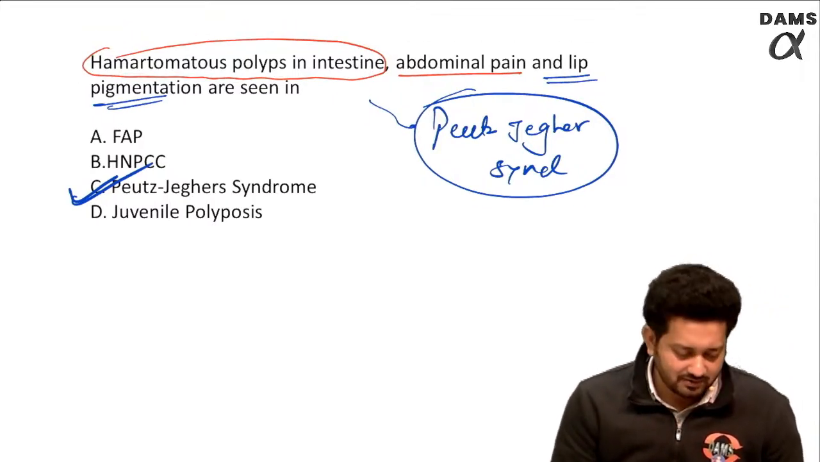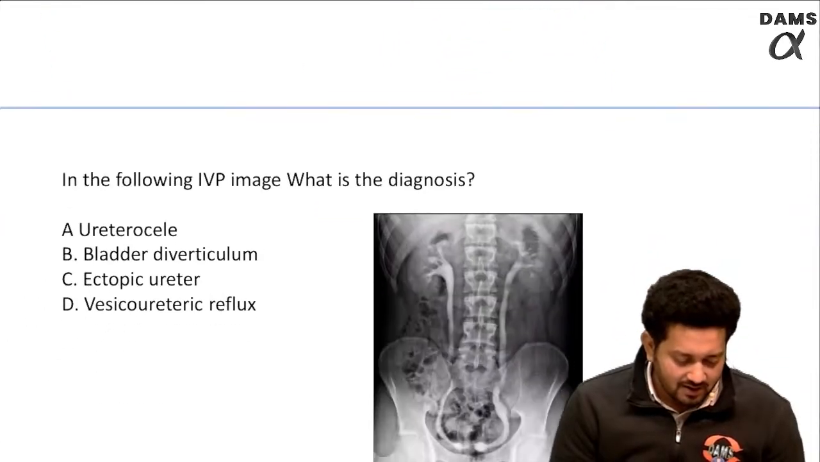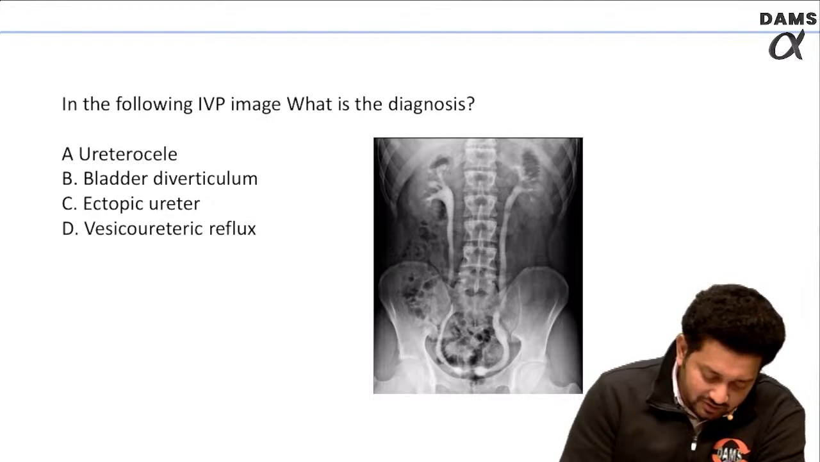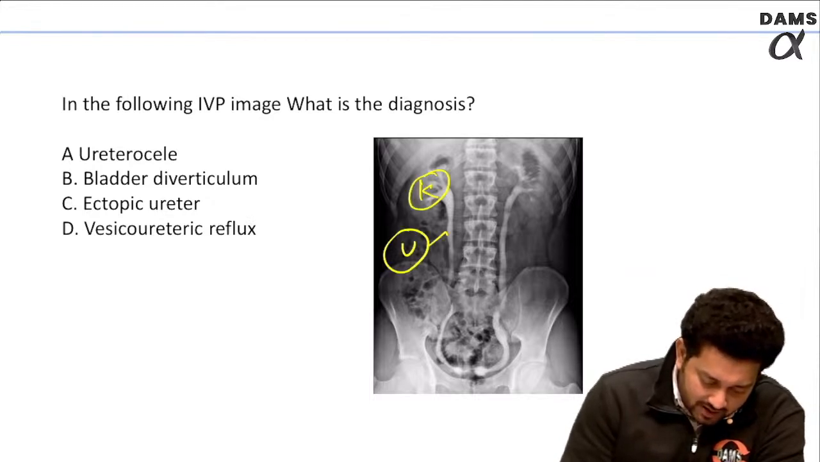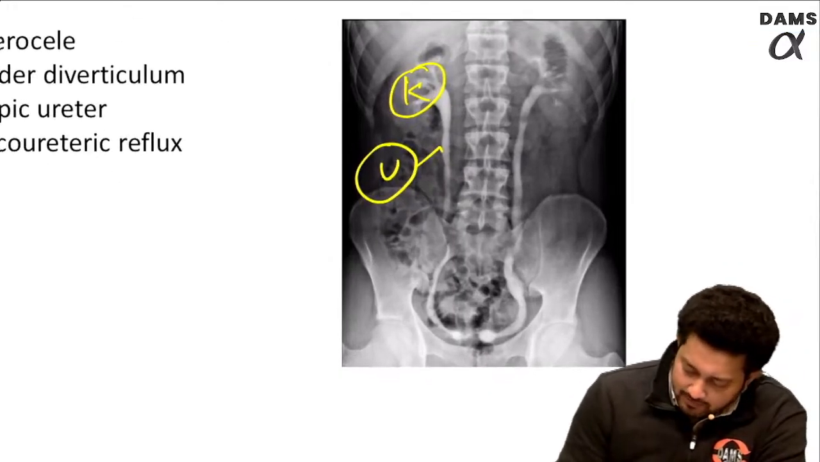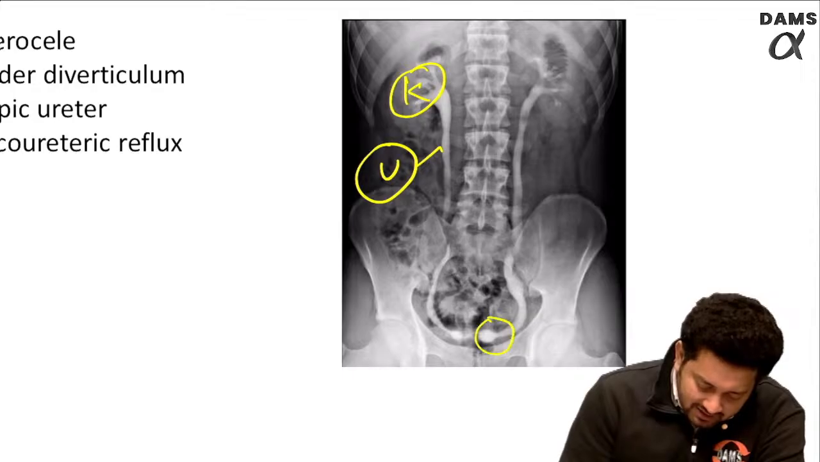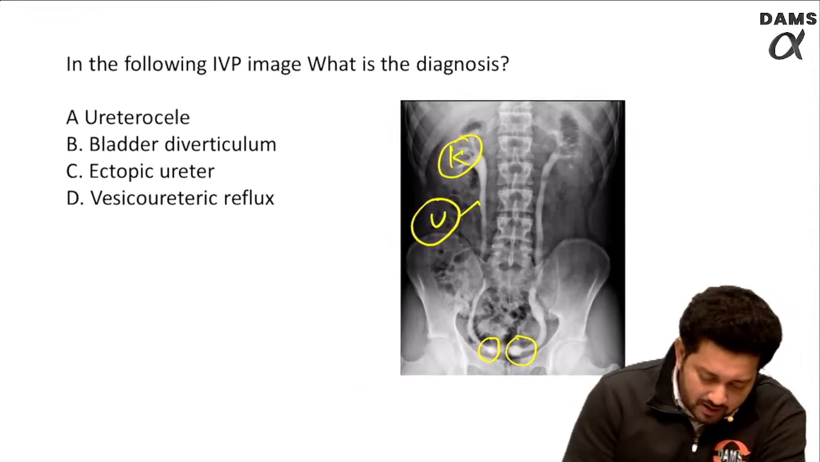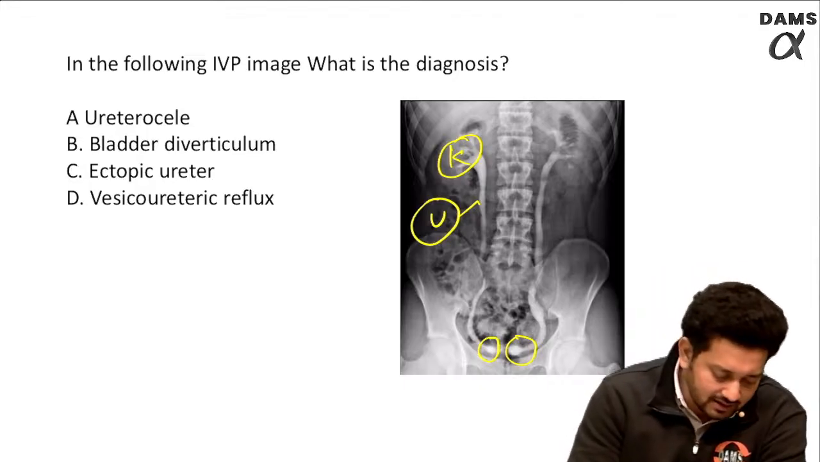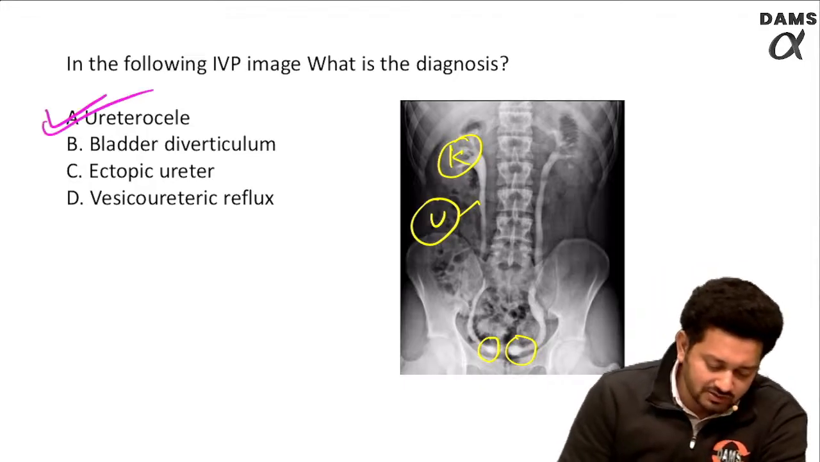So, okay, Peutz-Jeghers syndrome. In the following IVP image, what is the diagnosis? So, this is IVP, this part is the kidney, this is the ureter, and if you see at the terminal end of the ureter, you can see the dilatation of the terminal ureter, cobra head, adder head appearance. Probably the easiest question, everybody has done it correct, it is ureterocele.